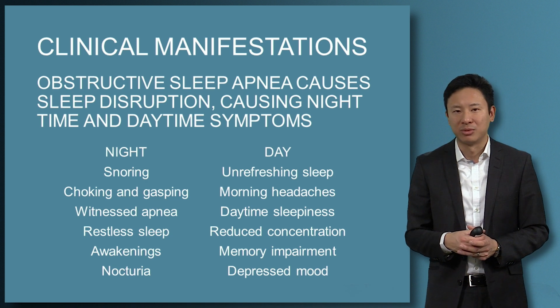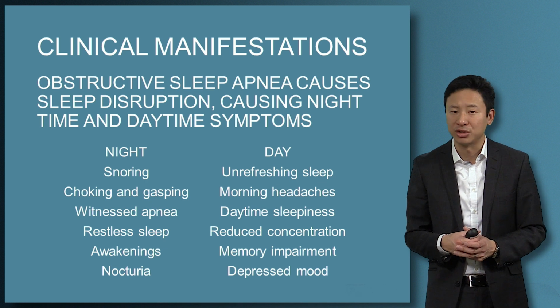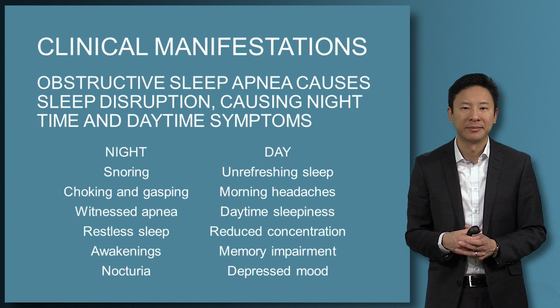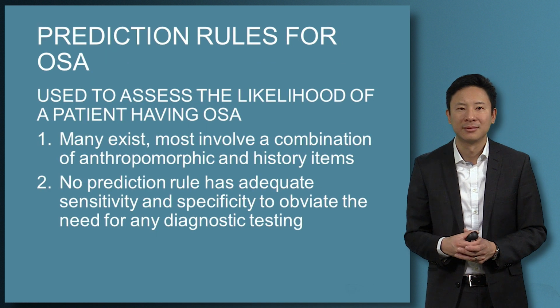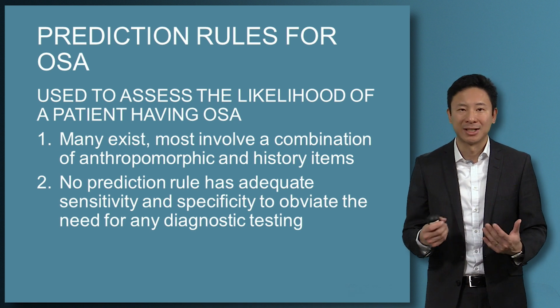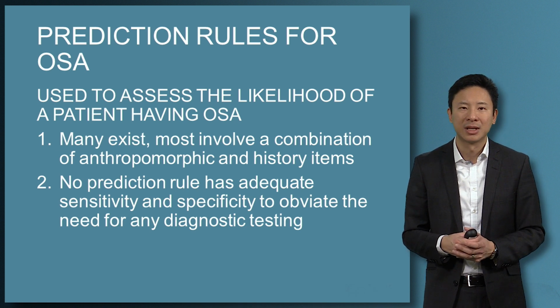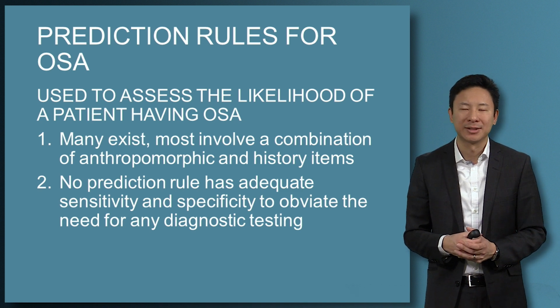Patients will also sometimes report that they have some neurocognitive symptoms such as poor concentration or memory impairment. They might have some mood symptoms such as depressed mood or irritability. In terms of deciding which patients should have a test for obstructive sleep apnea, we have a number of prediction rules that can help us with this.